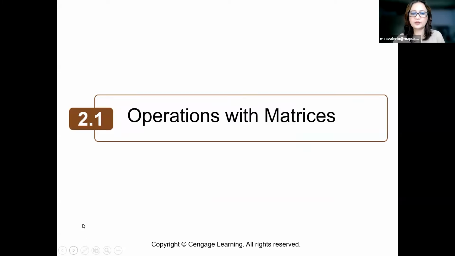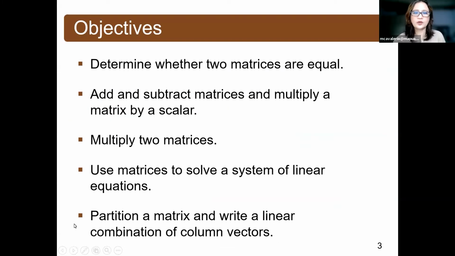What are the objectives for the lesson? You should be able to determine whether two matrices are equal. You should be able to add and subtract matrices and multiply a matrix by a scalar. Multiply two matrices. Use matrices to solve a system of linear equations. And partition a matrix and write a linear combination of column vectors.